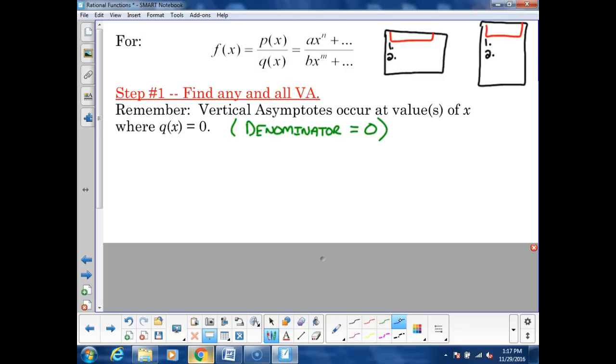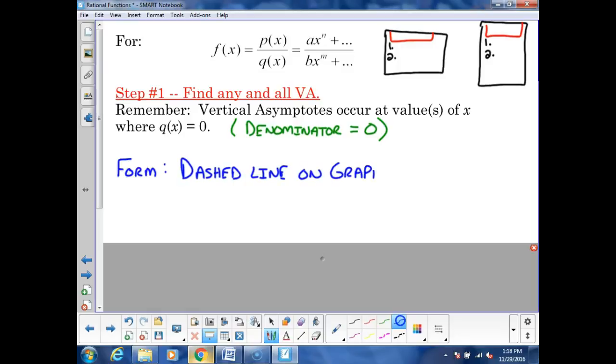Anything else? Maybe what they look like, what form they take. Anybody remember? Matt? The dashed line. Okay, so if it's on the graph, it's a dashed line. If it's not on the graph, if I'm just listing it, then what?